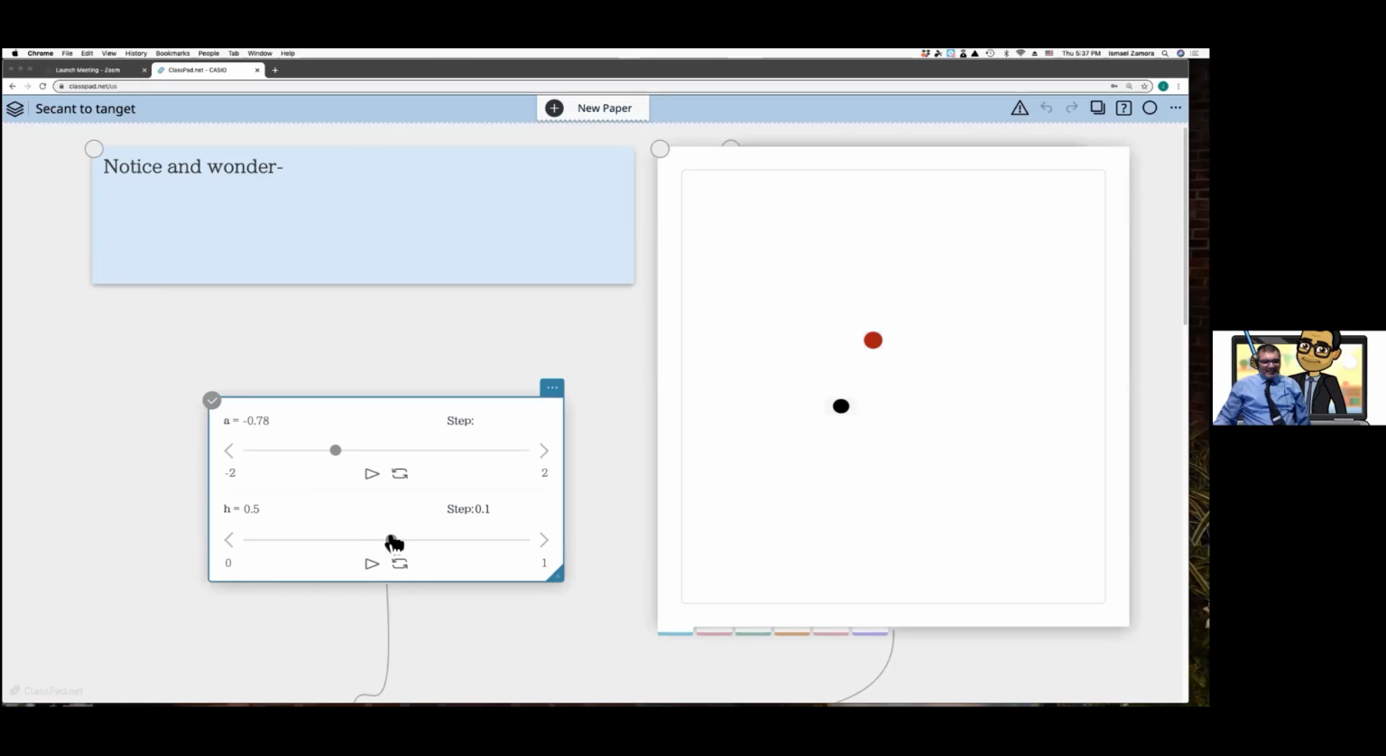Second one is I got a slider here for H, and H is going to move the objects either closer or further away. So I could move H all the way down to 0, and the two dots would be right on top of each other. What I ask my students to do is, okay, what can you tell me about those two dots? They'll start to say, well, one's further up than the other.